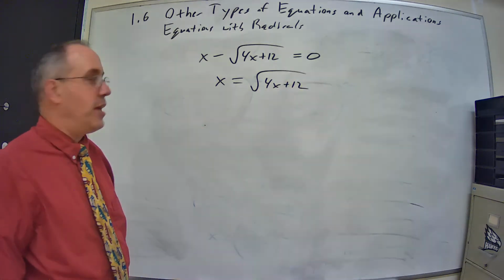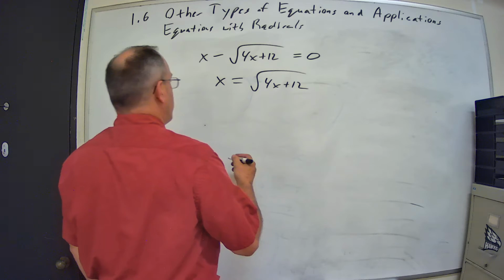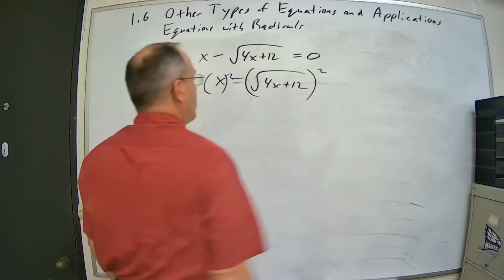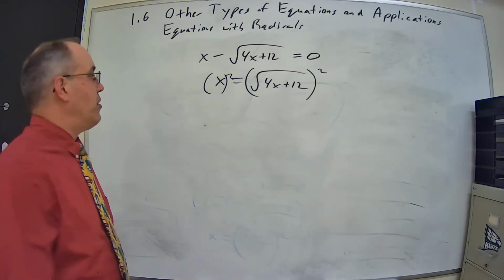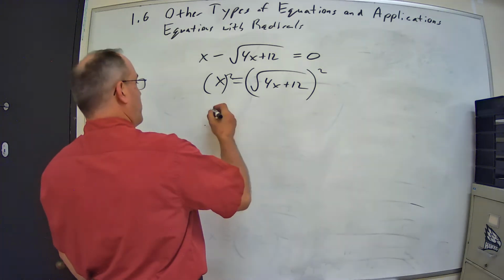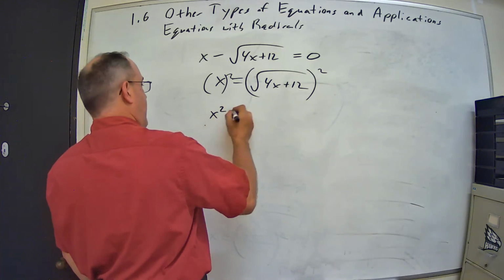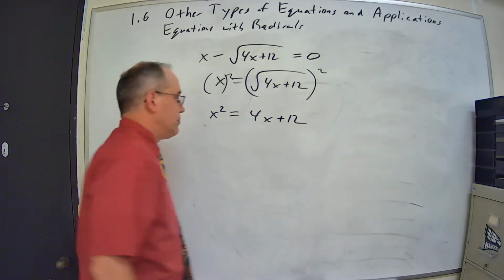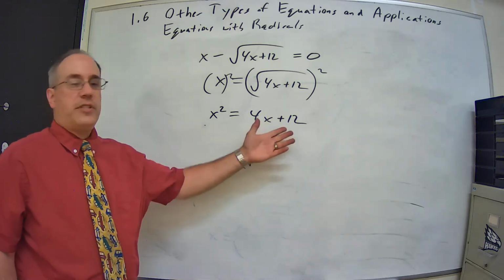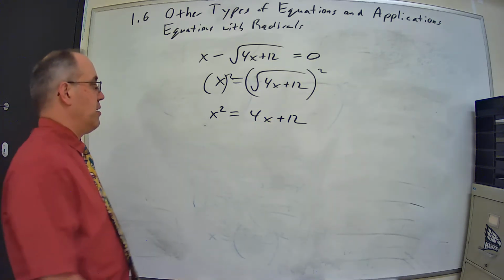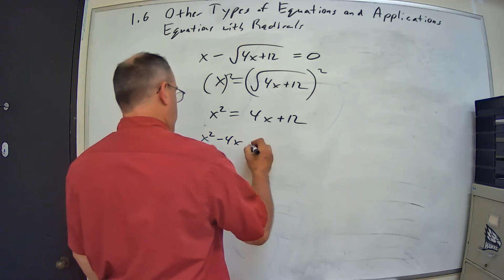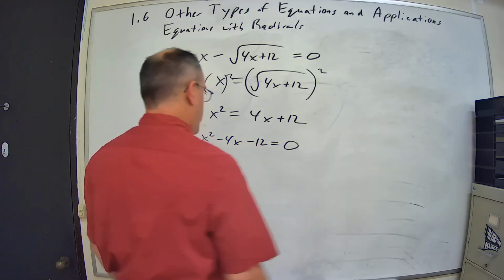Now we see that we can square both sides. If we do so, then we're going to have x squared is equal to 4x plus 12. Now we see that we can move everything over to the same side: x squared minus 4x minus 12 is equal to 0.